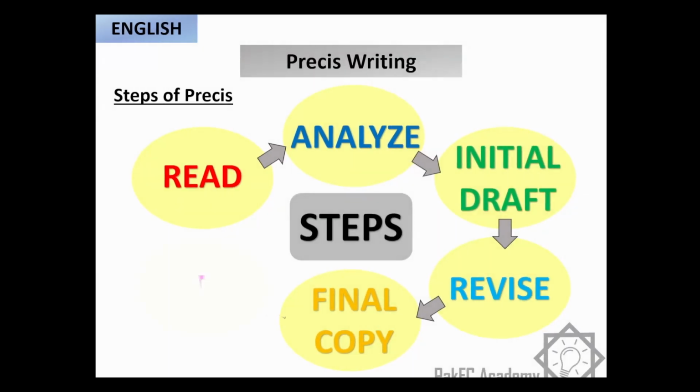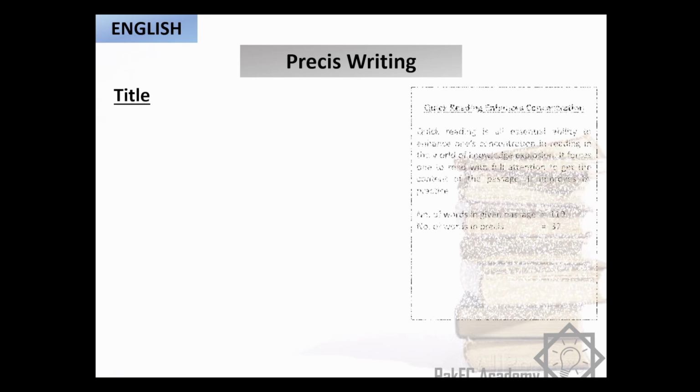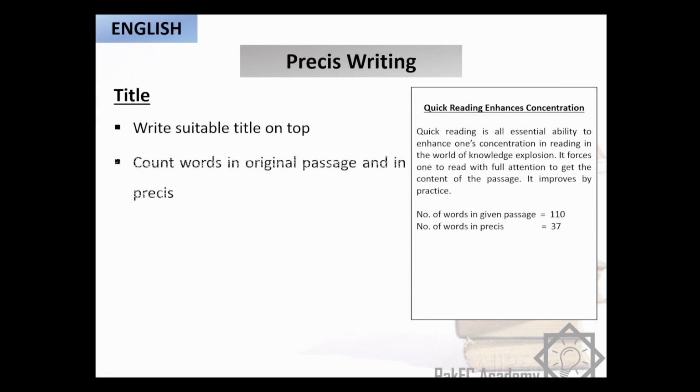When you write the complete final copy of your Precis, you have to write a suitable title or heading for your Precis that represents the essence and crux of the passage. We will discuss how to write a suitable title in detail later. Furthermore, you need to count the number of words in the original passage and in your final Precis and write it down at the end of your Precis also.